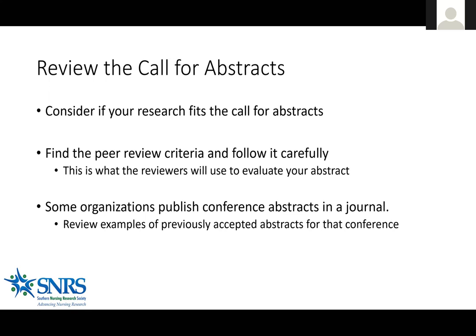Another good tip is some organizations will publish conference abstracts in a journal. For example, the American Heart Association conference posts all their abstracts in the Circulation journal. So that's a good source to go and look at examples of previously accepted abstracts for that conference. So you can really see what the structure and the quality and the content of an abstract that has been presented at that conference in the past would contain.